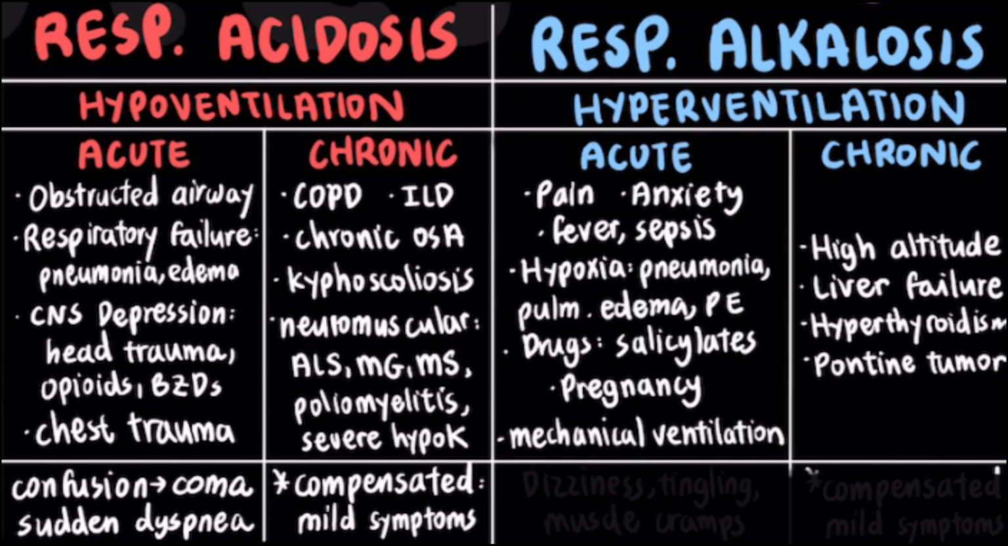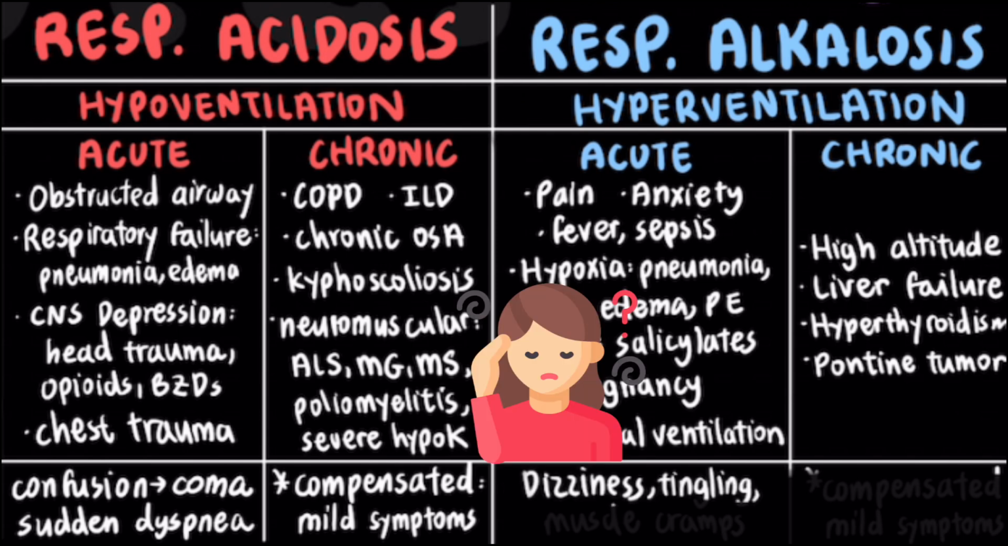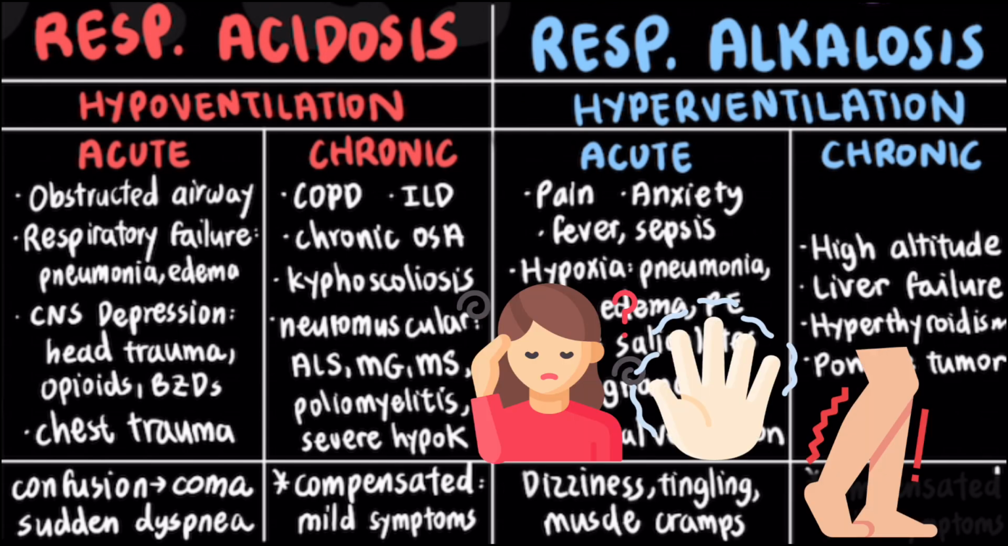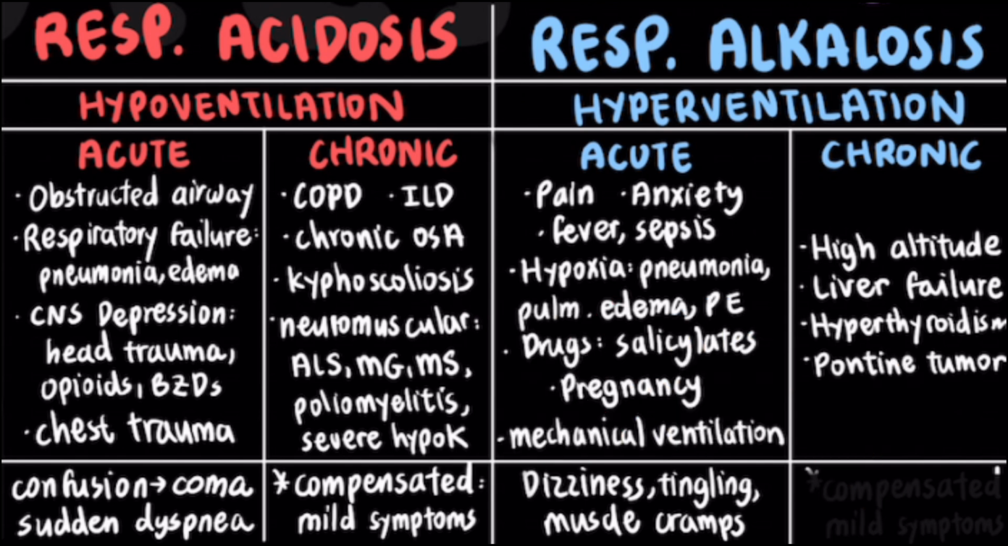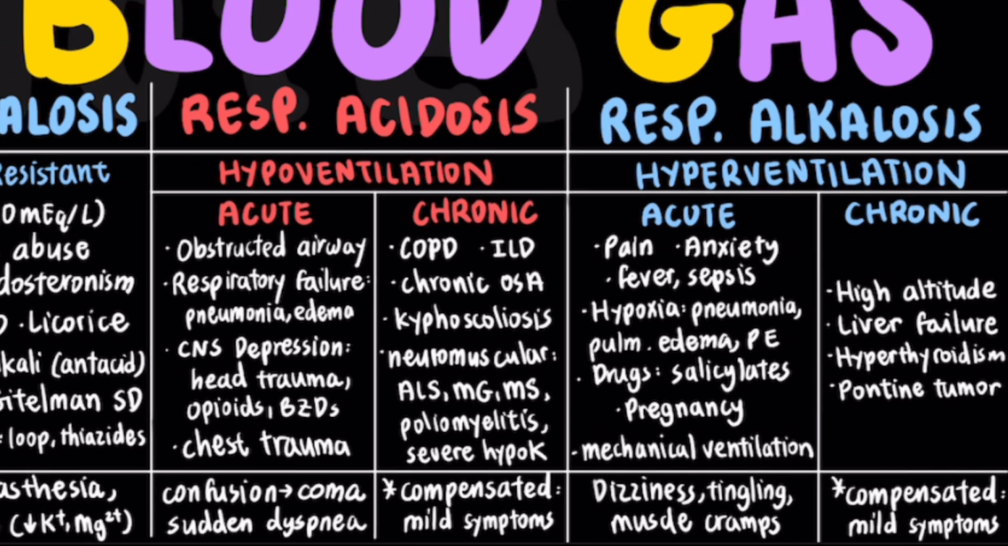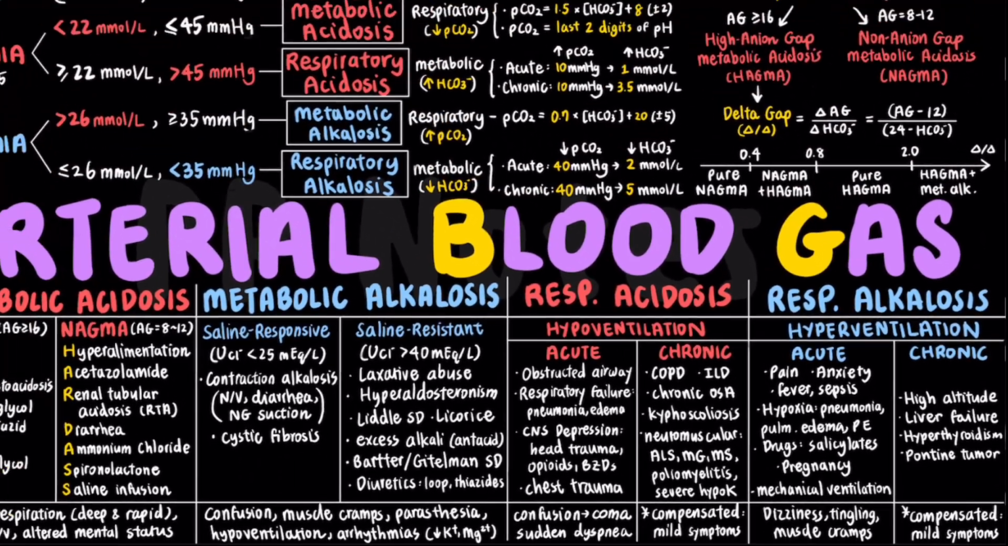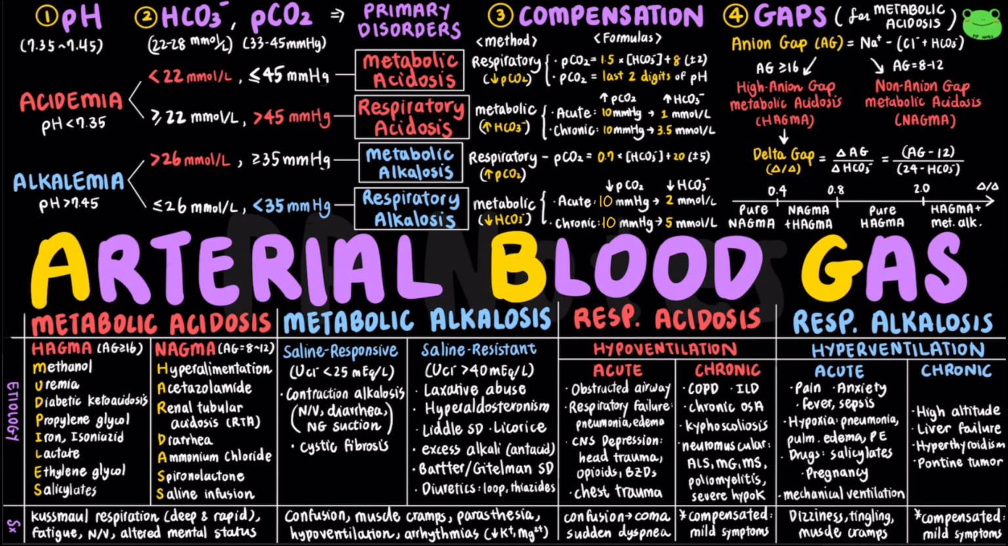Symptoms of acute respiratory alkalosis include dizziness, tingling sensation, and muscle cramps due to increased neuromuscular excitability, similar to symptoms of metabolic alkalosis. In chronic respiratory alkalosis, symptoms are usually mild or absent, since the kidneys gradually compensate by excreting bicarbonate. And that's a full walkthrough of arterial blood gas interpretation and an overview of the primary acid-base disorders.